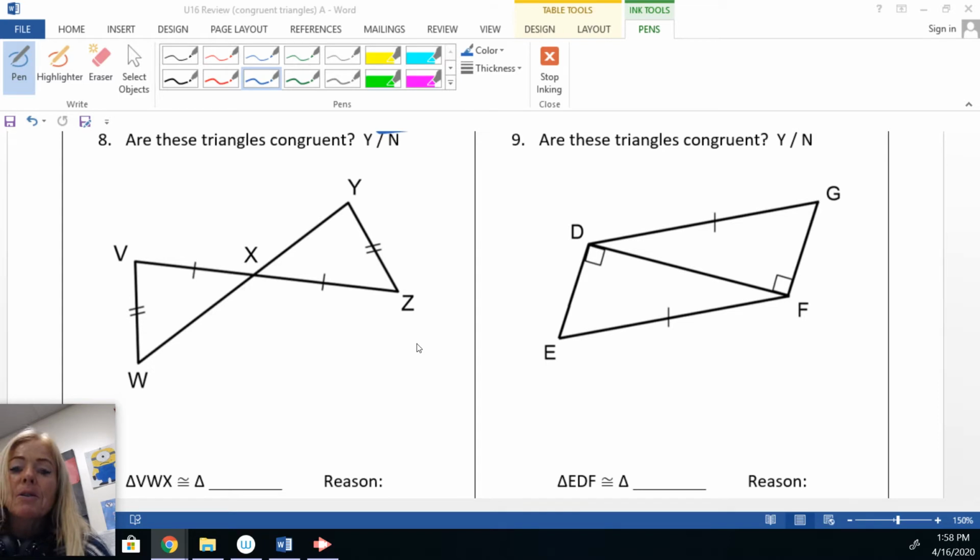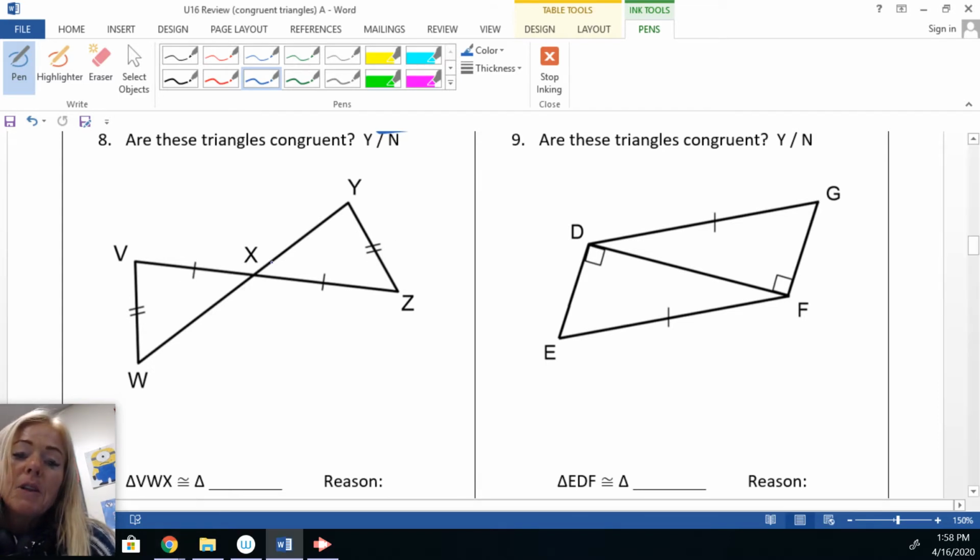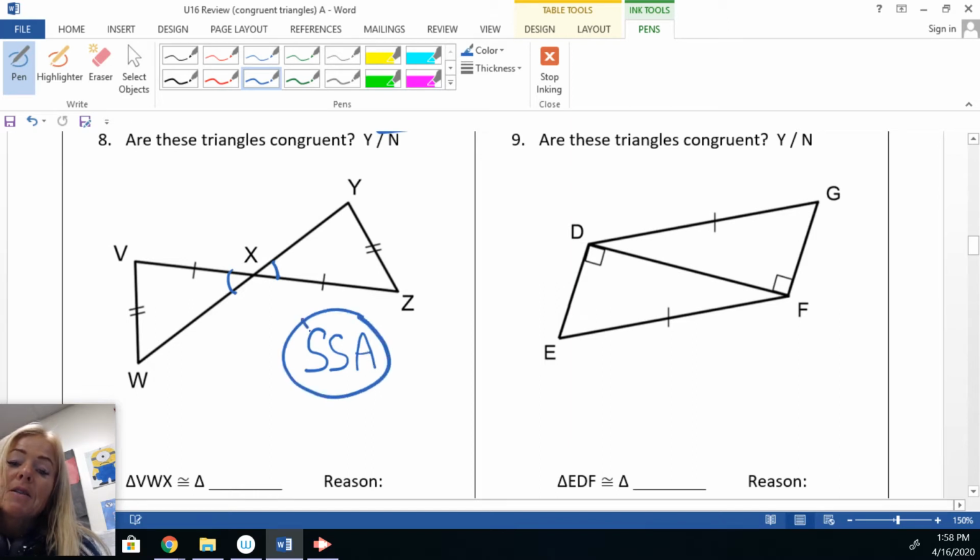Okay, so are these triangles congruent? So we have two markings. We have a side and a side. And then we have unmarked, but we can mark that the vertical angles are congruent. So if the vertical angles are congruent and we have a side-side angle scenario, and if you recall, SSA does not work, does it? So we would have to say no.